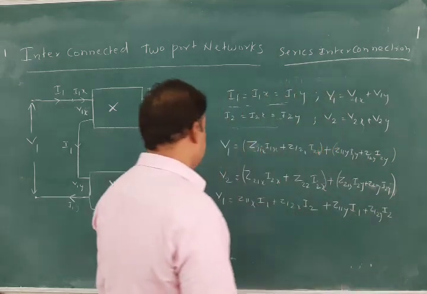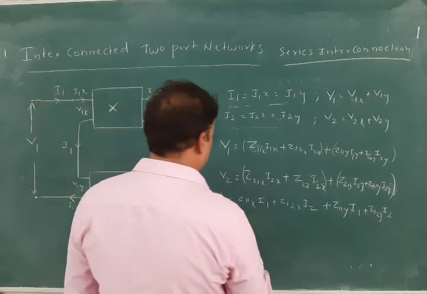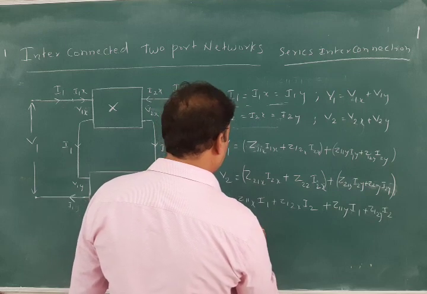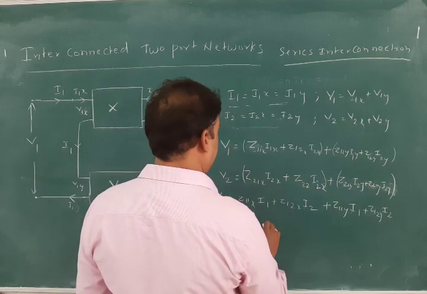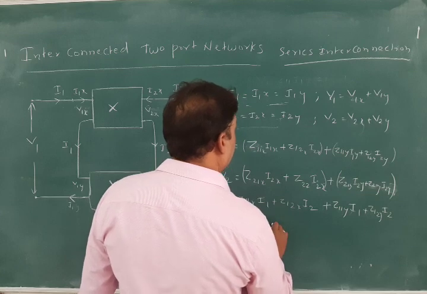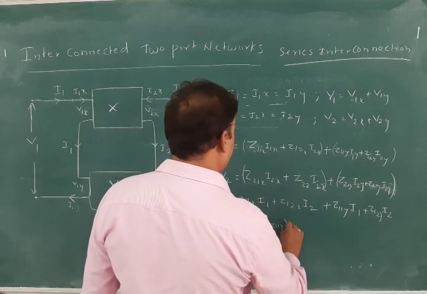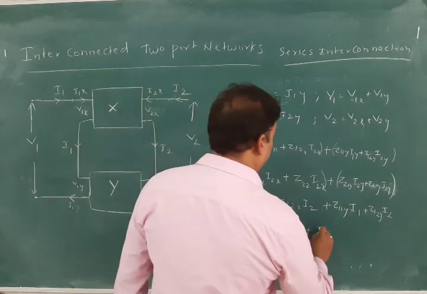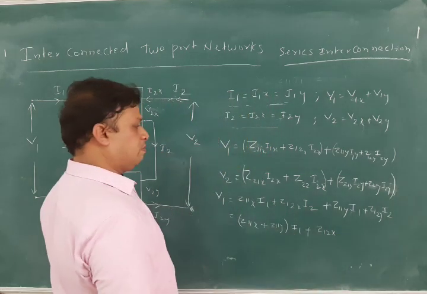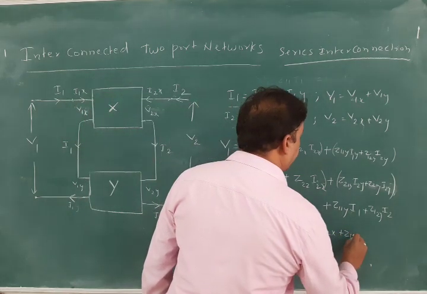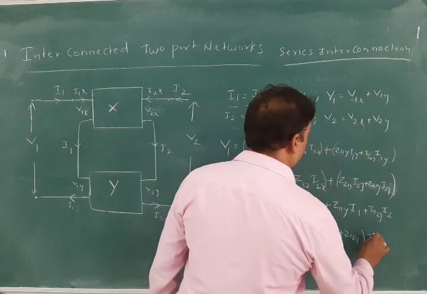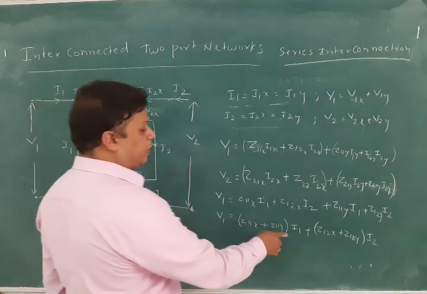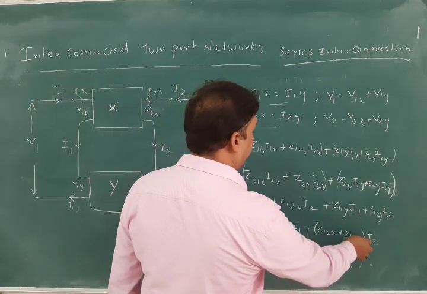If we see these parameters, we can have I1 and I2 as common. So we will write here V1 is equal to Z11 of x plus Z11 of y into I1 plus Z12 of x plus Z12 of y into I2. So we got an equation here, V1 is equal to Z11 of x plus Z11 of y into I1 plus Z12 of x plus Z12 of y into I2.